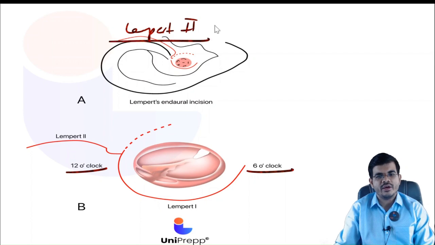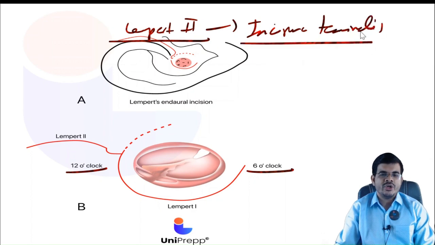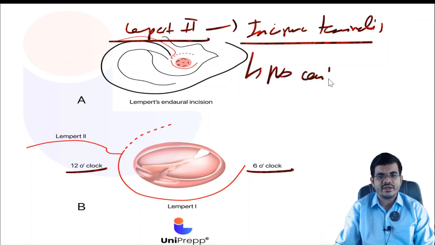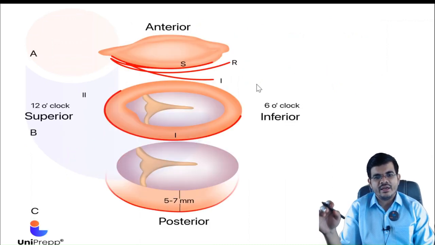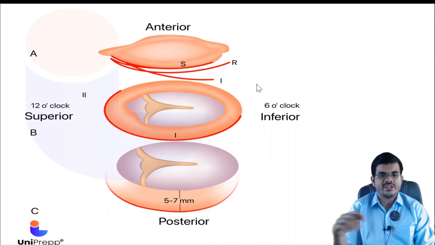Lambert 2 is through the incisura terminalis. I already told you why this incision is preferred: it goes through an area where there is no cartilage, so there is no risk of perichondritis. No cartilage here, so no perichondritis. So these are the 3 different types of incisions used.